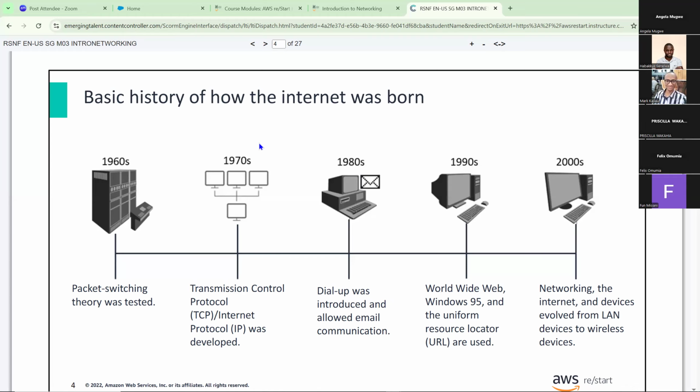TCP/IP back in the day, that is when it was developed. Then in the 1980s came dial-up. So dial-up was introduced, and this one allowed for email communication. Dial-up allowed for email communication in the 1980s. Then come to 1990, that is now when the World Wide Web, Windows 95, and the Uniform Resource Locator, the URL that we use, came.